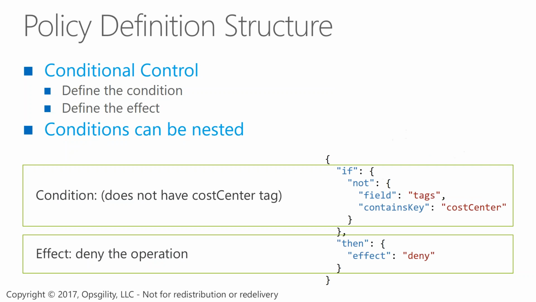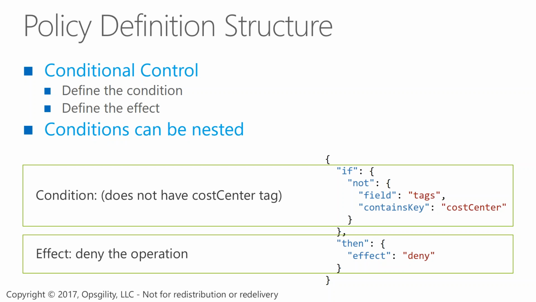Let's take a look at how policies are defined. Policies are JSON definitions. So if we're creating a custom policy, we're going to be authoring that using JSON, JavaScript notation. So the structure of a policy is going to look like there will be really two key parts. There'll be a conditional control, and then there'll be an effect.